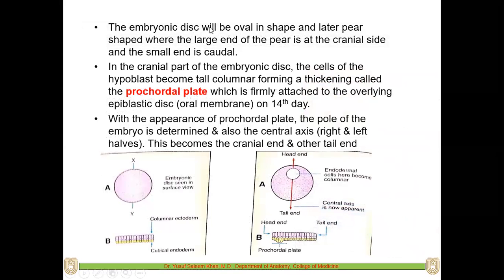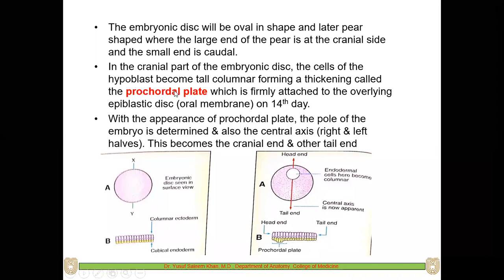Okay, so the embryonic disc will be oval in shape. Later, it becomes pear shaped, where the large end of the pear is the cranial end, and the small end is called the caudal end. In the cranial part of the embryonic disc, the cells of the hypoblast become tall columnar, forming a thickening called the prochordal plate. Very important.